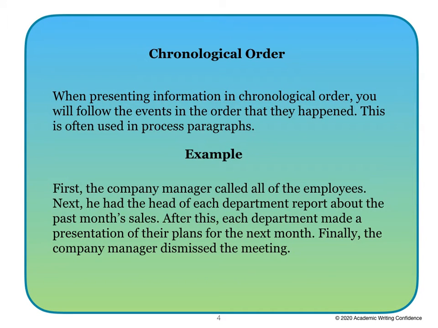First, the company manager called all of the employees. Next, he had the head of each department report about the past month's sales. After this, each department made a presentation of their plans for the next month. Finally, the company manager dismissed the meeting. Here you can see the words first, next, after this, finally. These are all the types of words that you'll use when writing in a chronological order.